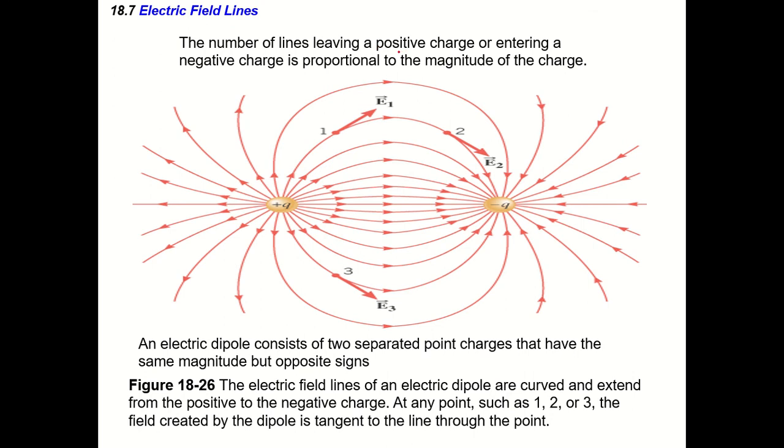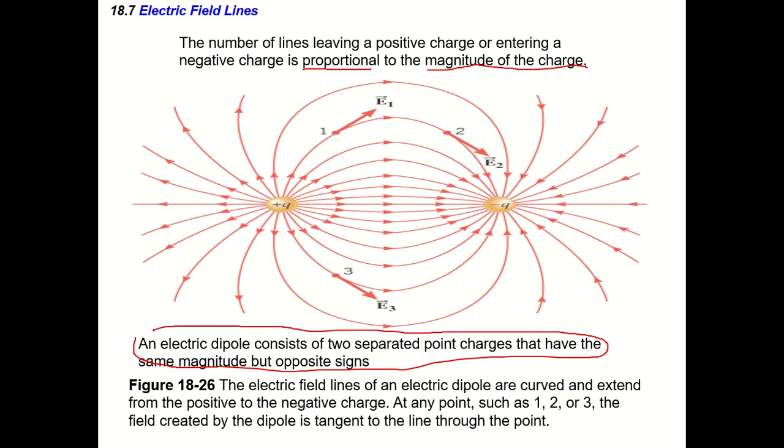The number of lines leaving a positive charge or entering a negative charge is proportional to the magnitude of the charge. So an electric dipole consists of two separated point charges that have the same magnitude but opposite signs. Please remember this statement, class. Again, this is a very important statement, as mentioned a while ago, so I repeated it here.